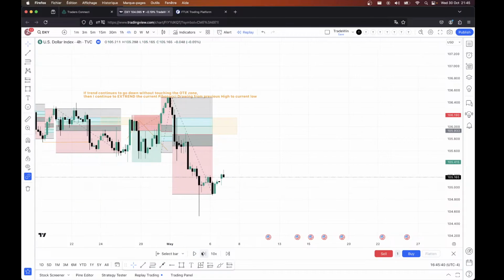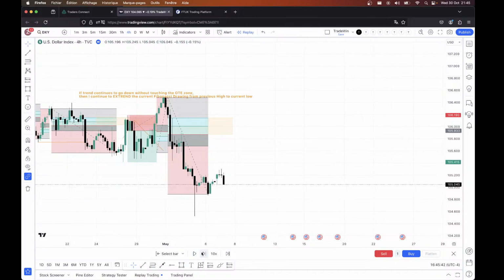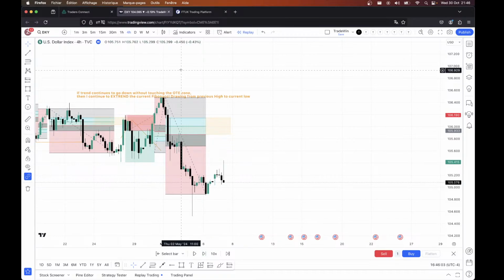Okay. Seems that we kind of reverse, but at this point here, don't be mad. You don't want to do anything yet. You could think of going long because we broke the structure here and maybe we can reach this zone. I don't care. It wouldn't be with the trend, which I currently believe is down.